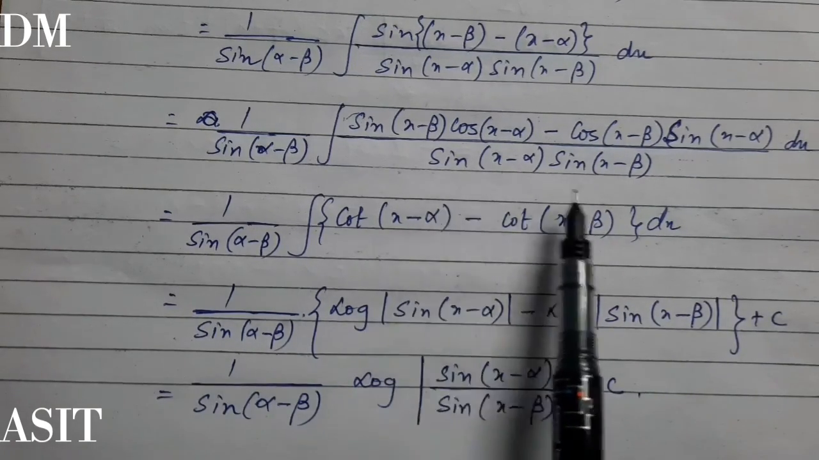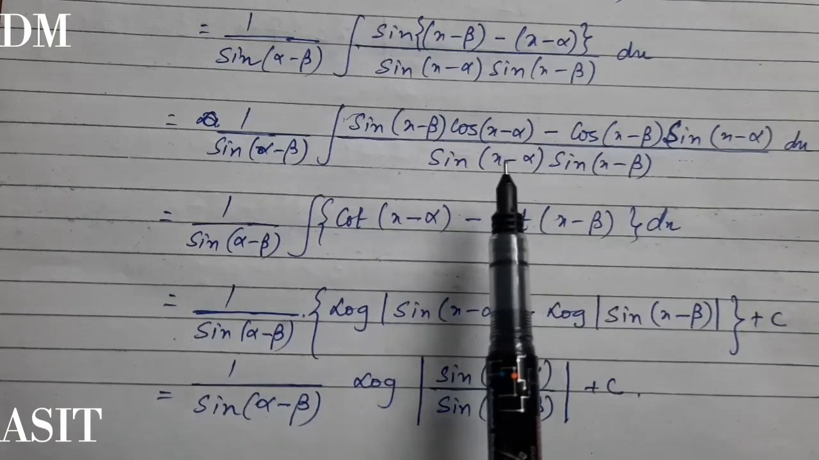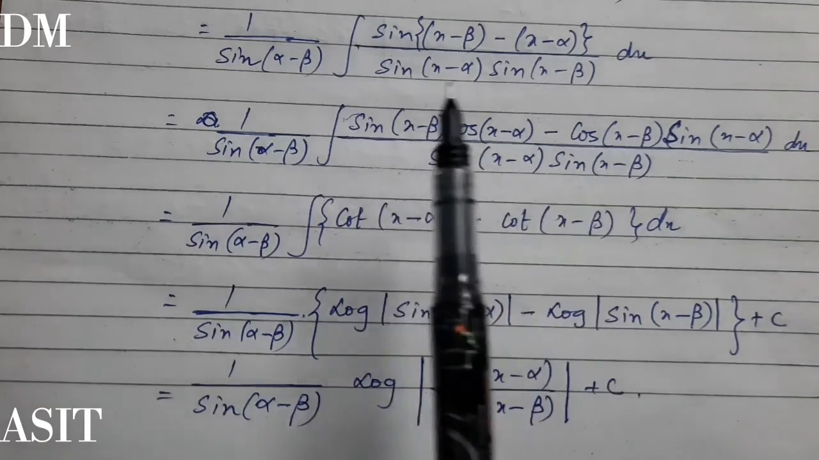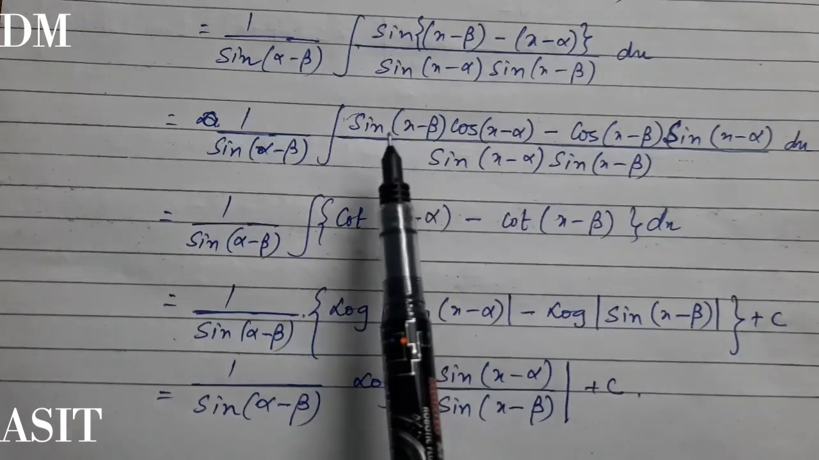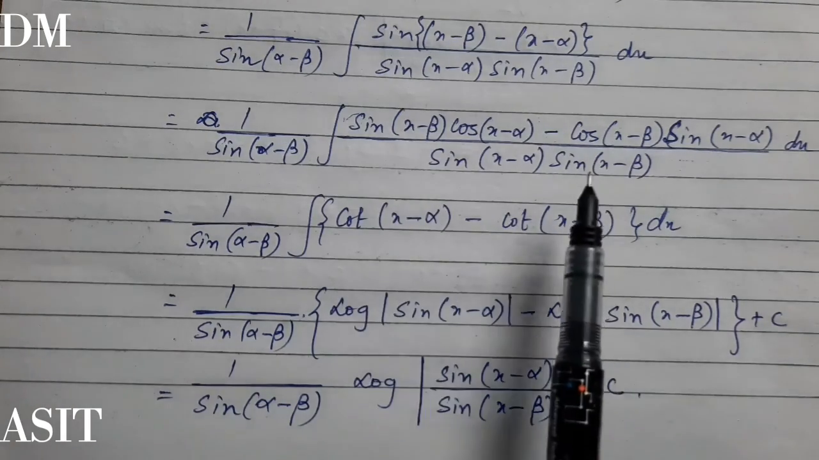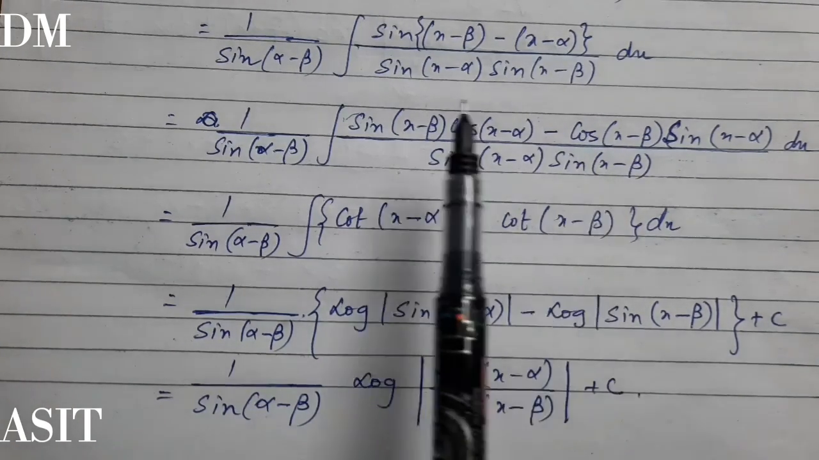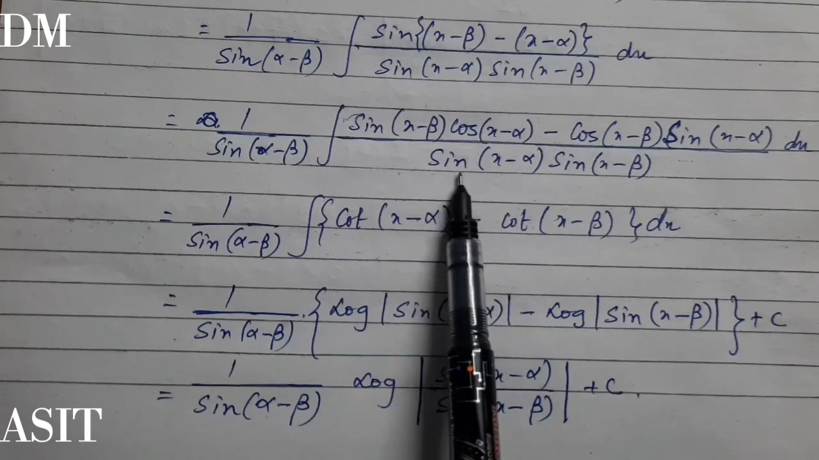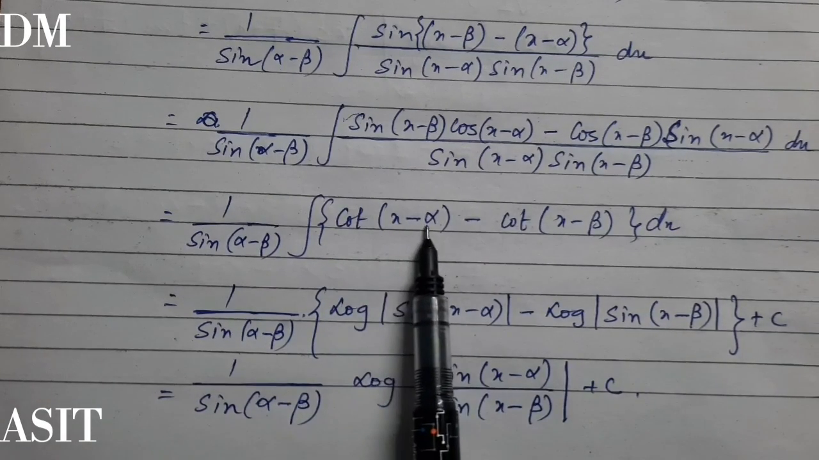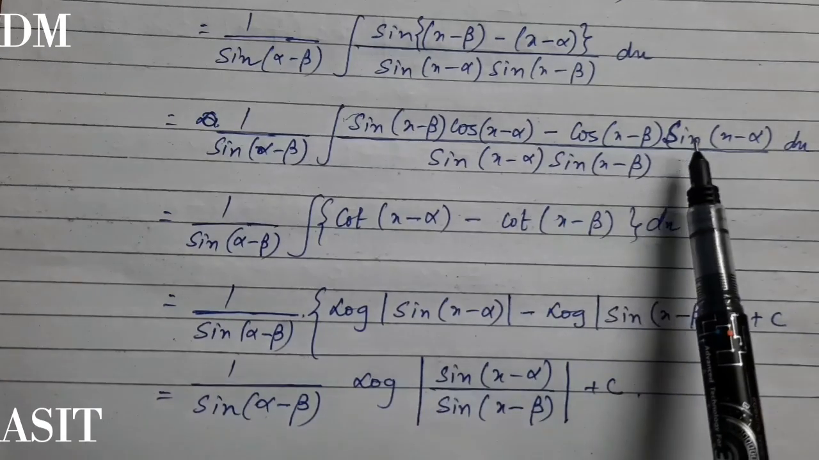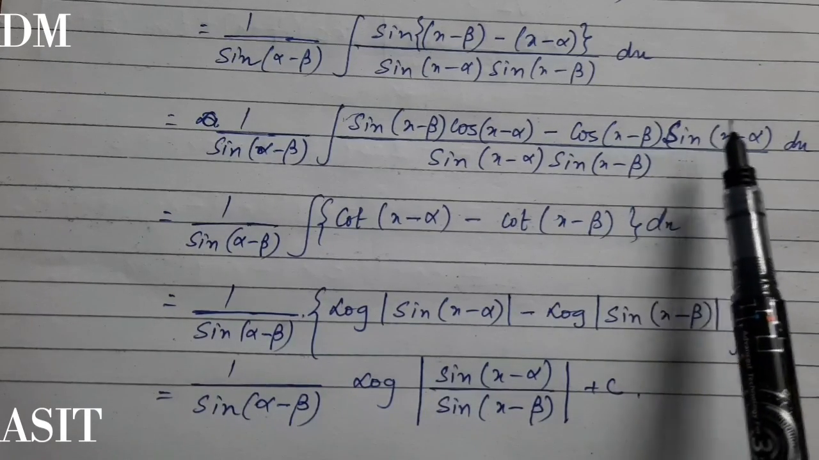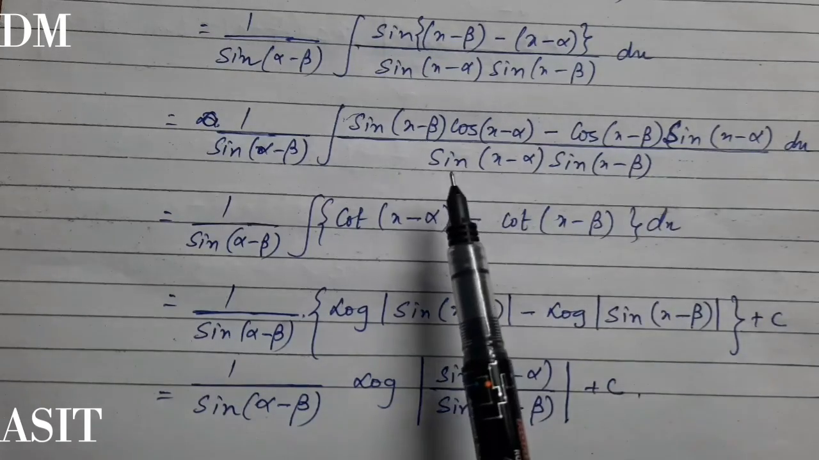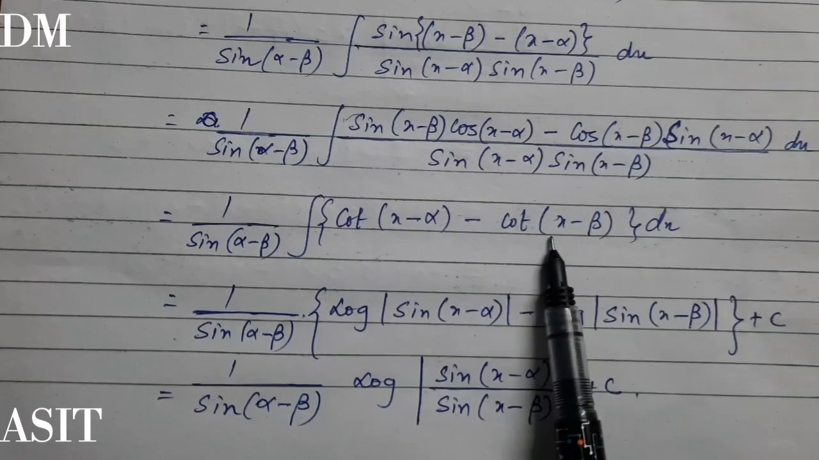Now we can distribute the denominator. If I distribute the denominator, the sine functions will cancel out. Here sine of (x minus beta) is there, and here also sine of (x minus beta) is there, so we can cancel this and we will get cos (x minus alpha) by sine (x minus alpha), which is cot of (x minus alpha), minus. Similarly here also we will cancel out sine of (x minus alpha), so it will be cot of (x minus beta).